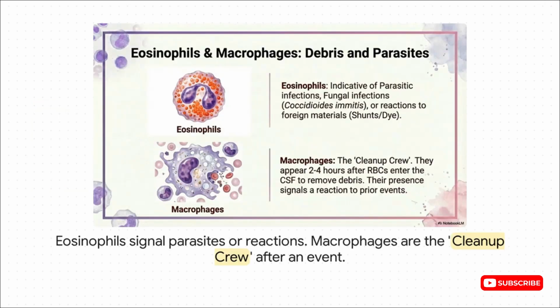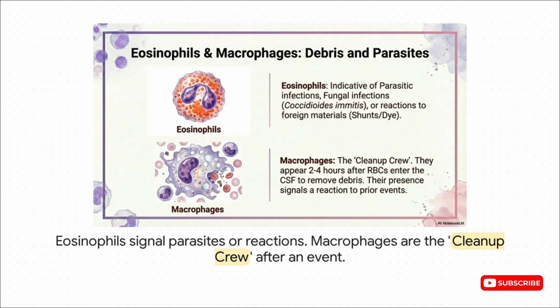Now, there are two other important cells to keep on your radar: eosinophils and macrophages. Eosinophils, with those unmistakable bright reddish granules, are a big red flag for parasitic infections. You can also see them in some fungal infections, like Coccidioides immitis, or in reactions to foreign material, like a shunt or contrast dye. And then you have the macrophages.